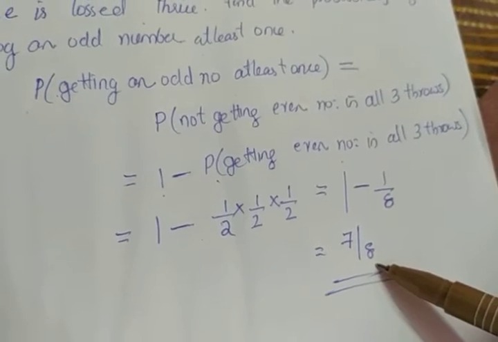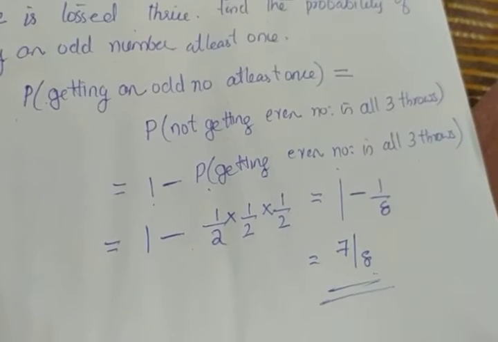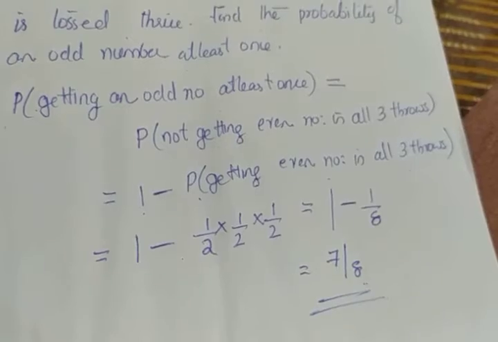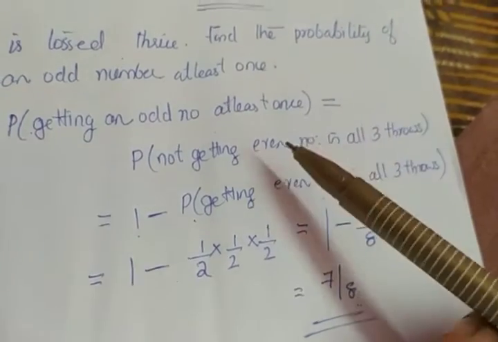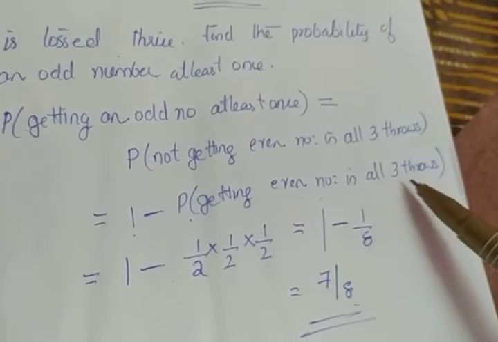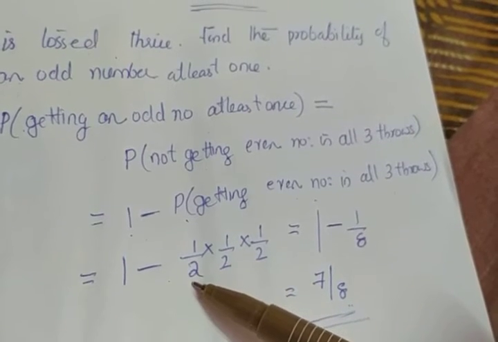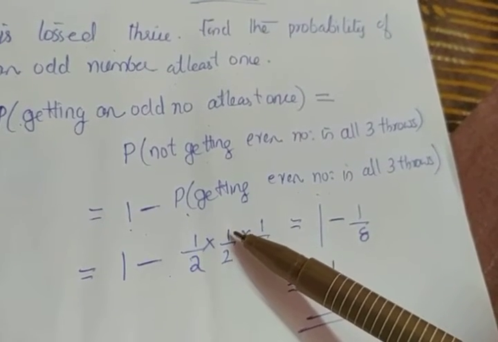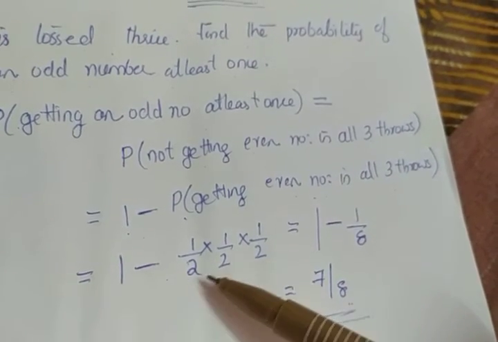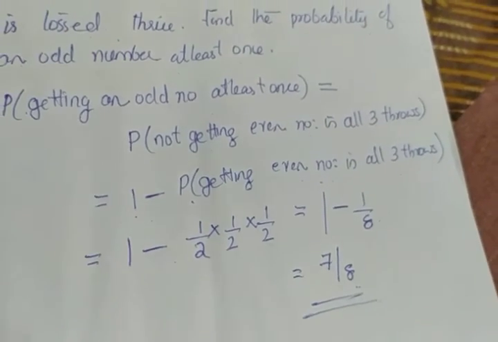Either you can do it like this, otherwise calculate the probability of getting an odd number in one throw plus the probability of getting an odd number in 2 throws plus the probability of getting an odd number in 3 throws. Instead of that, it is easy to find like this. It is equal to 1 minus P of getting an even number in all the 3 throws. In the first throw, the probability will be 3 by 6, which is 1 by 2. Second throw also, to get an even number, the probability is 3 by 6, which is 1 by 2. Same is the case with the third throw. So 1 by 2 into 1 by 2 into 1 by 2 gives you 1 by 8. And 1 minus 1 by 8 gives you the value 7 by 8.